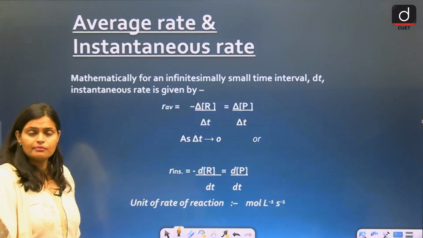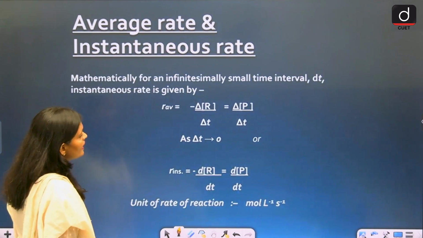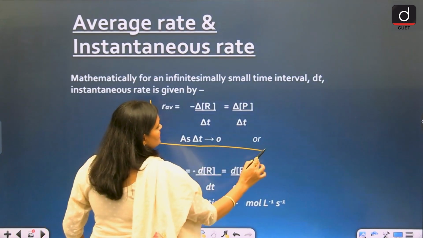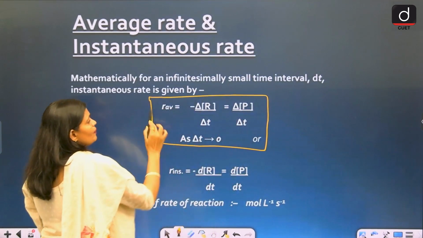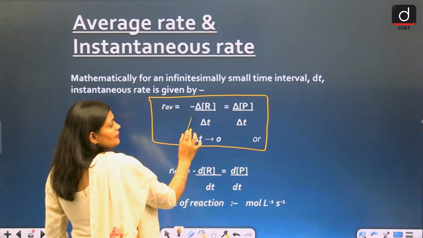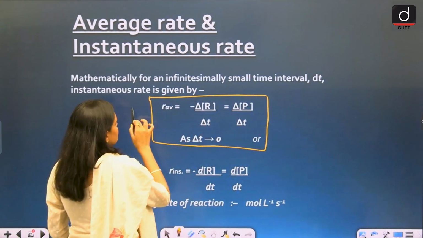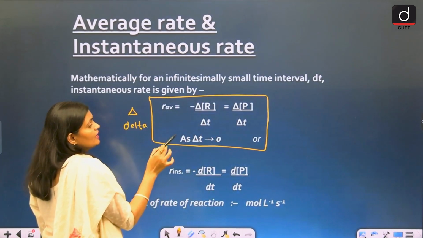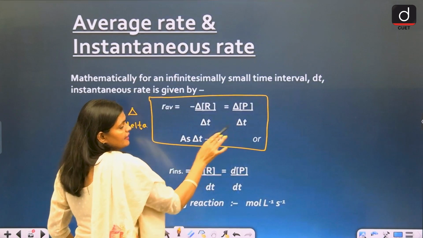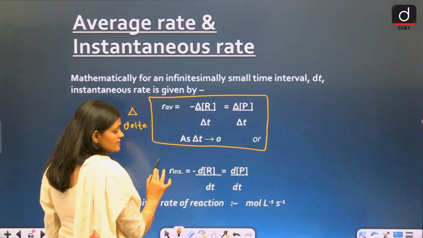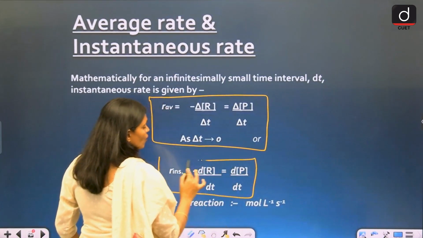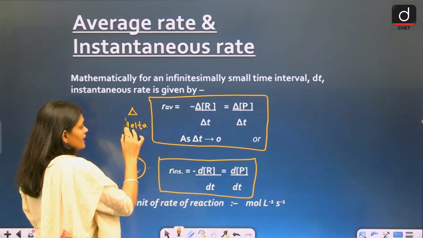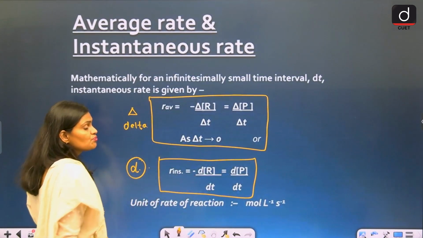Mathematically, instantaneous rate of reaction and average rate of reaction are expressed like this. The average rate is always expressed by delta. See, this sign is what? Delta. This is the delta sign. So delta R by delta T, delta P by delta T. Here the instantaneous rate of reaction is always represented by d. So instead of using delta, here you are using a small d.